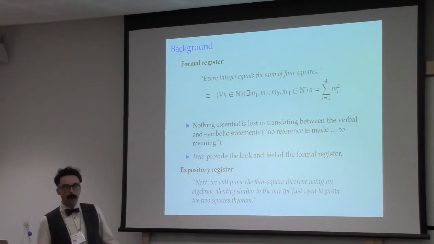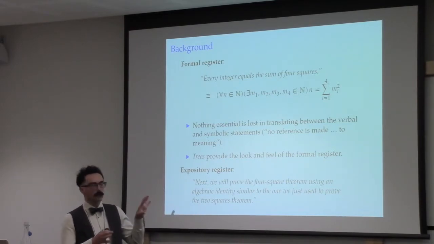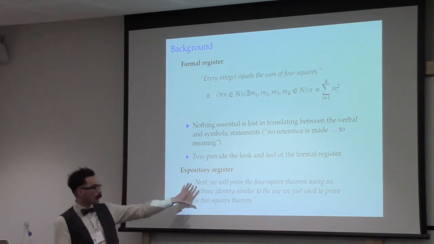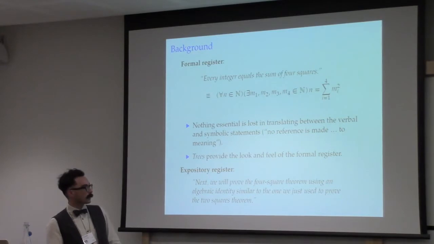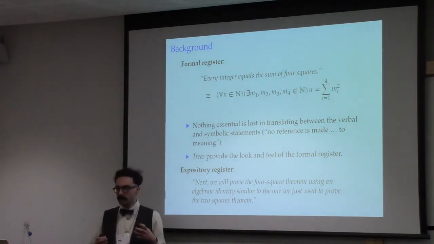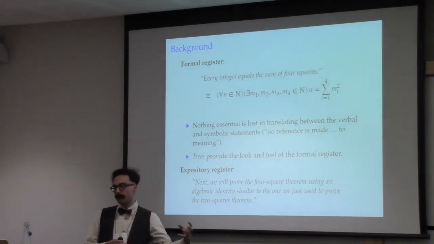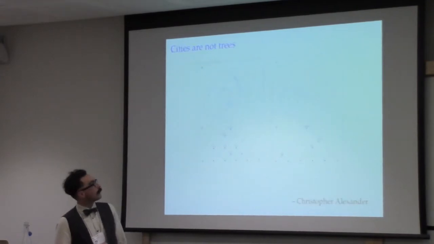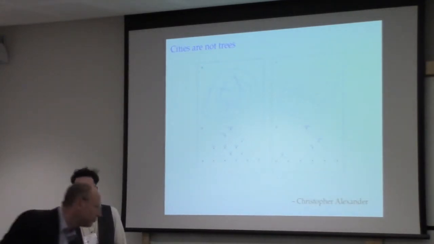And I'll explain a little bit more about why I say trees give you the look and feel of the formal register. If you're a Lisp programmer, you like trees. So I like trees too, but they're formal. I'm more interested today in this thing called the expository register. So where someone might say, next we will prove this theorem using an algebraic identity similar to the one we just used to prove the 2 squares theorem. So it gives you some kind of sense of context, how things relate to other things, and this is different from the one above. So let's break that statement down a little bit as well.